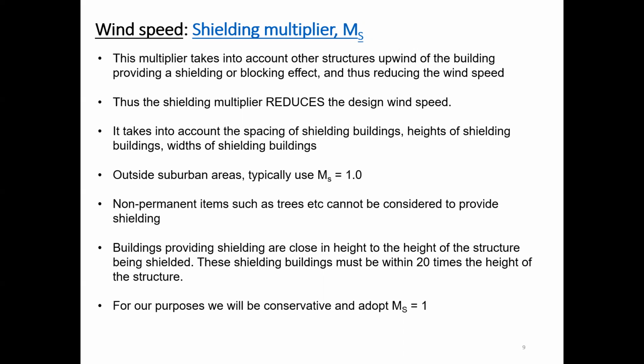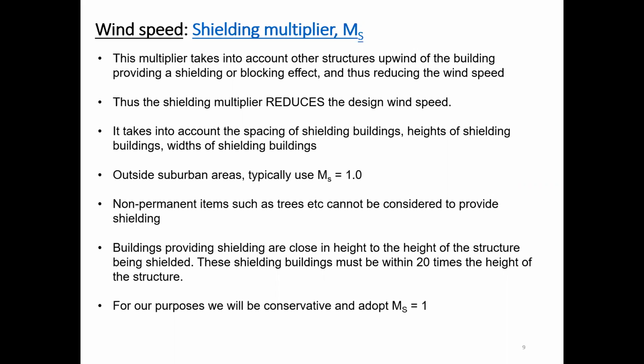Outside suburban areas, we typically use Ms equals 1.0, because with few buildings we might as well just use one. Non-permanent items such as trees cannot be considered to provide shielding because they can be removed and then you don't have that shielding. Buildings providing shielding must be close in height to the structure being shielded, and within 20 times the height of the structure. So these are some rules. We're not going to go into it in detail, but I just want you to know what the shielding multiplier is.